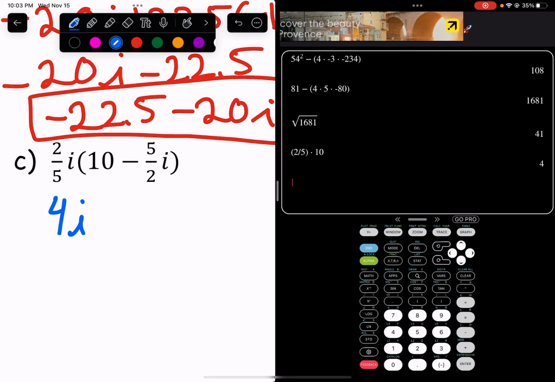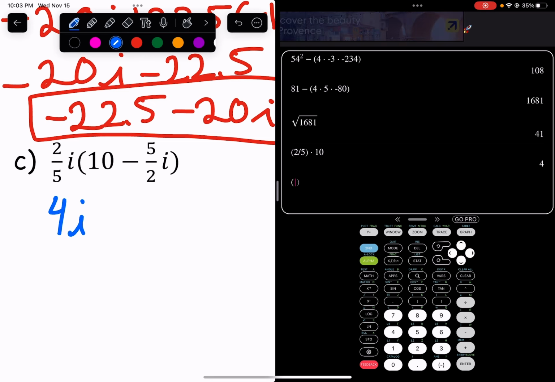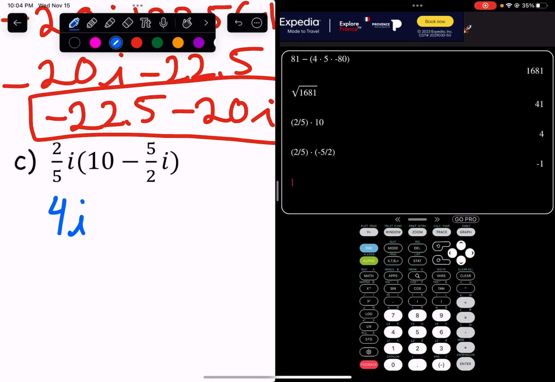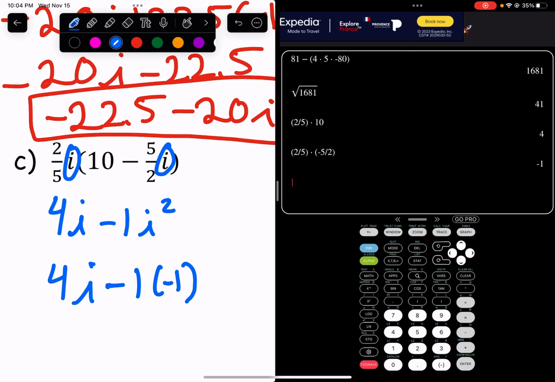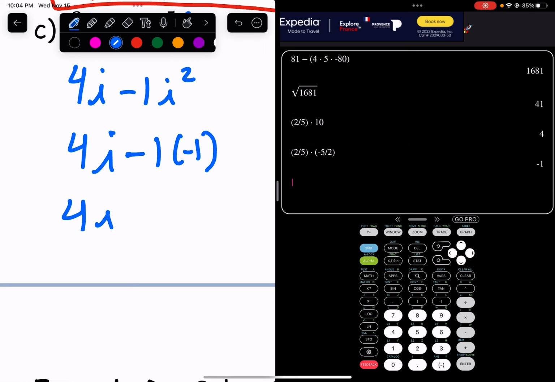And then we're going to have an i on it. And then we're going to do 2/5 times negative 5/2. So we end up with a minus 1, and then we have an i times i, which gives us an i squared. So again, we know that i squared is equal to negative 1. We get 4i plus 1. So when we write it in our proper form, we're going to have 1 plus 4i.